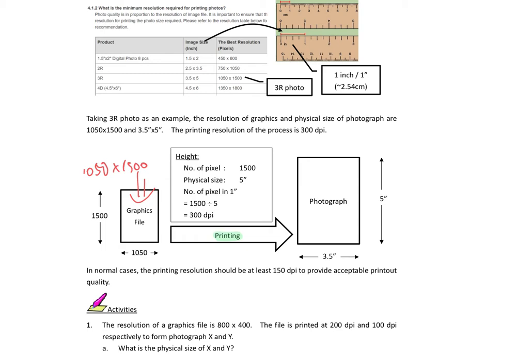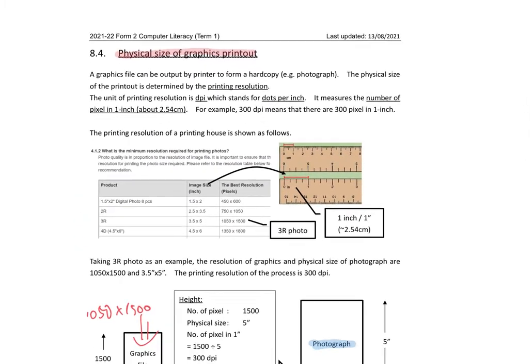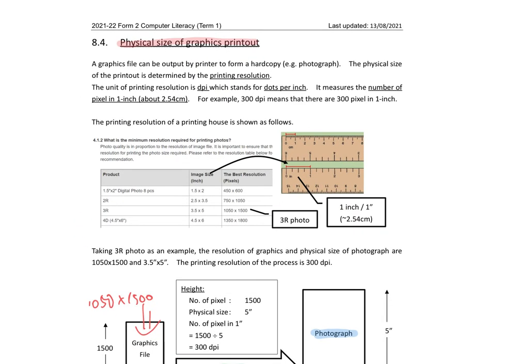Sometimes we may want to print it out to be a real hard copy of the photo, and we will ask what the size of the real photo, the hard copy, is. When we are considering these things, we should have a new term, which is printing resolution. Printing resolution has a unit we call DPI. DPI stands for dots per inch.